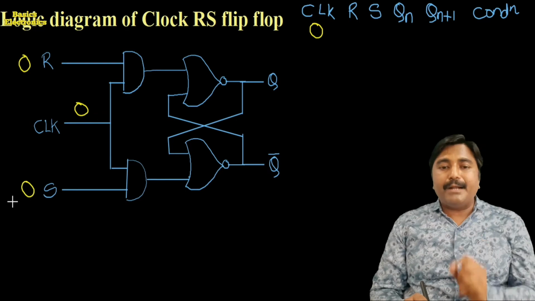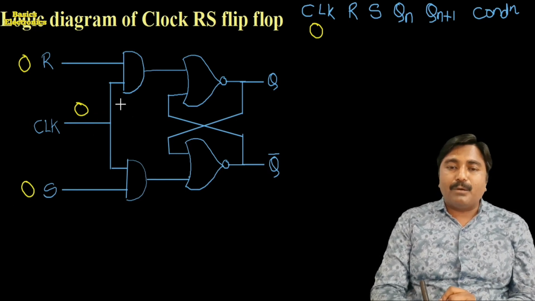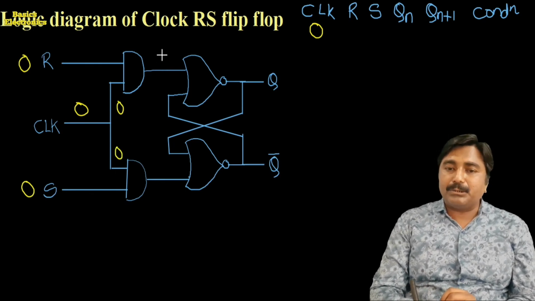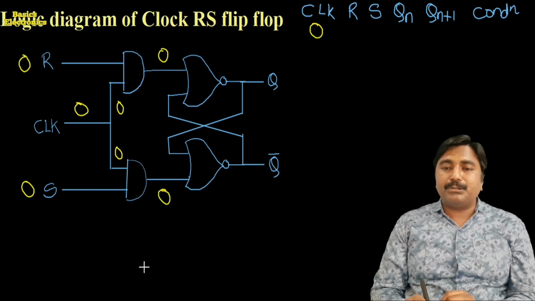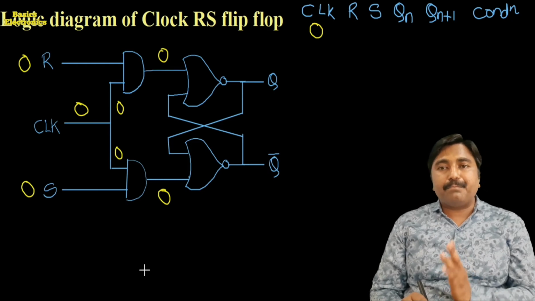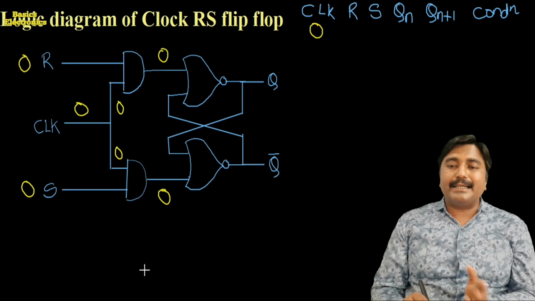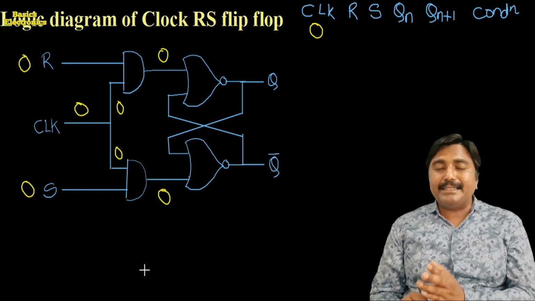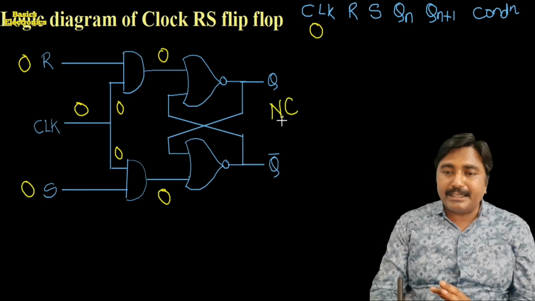So when we apply the clock pulse low time, one input of the upper AND gate and the lower AND gate are both equal to 0, 0. So here it is equal to 0, here also it is equal to 0, and as we know the flip-flop is having the input R equal to 0, S equal to 0, it means it remains in the no change condition.